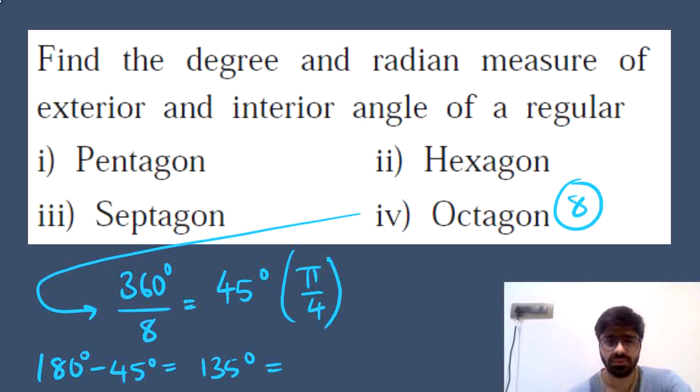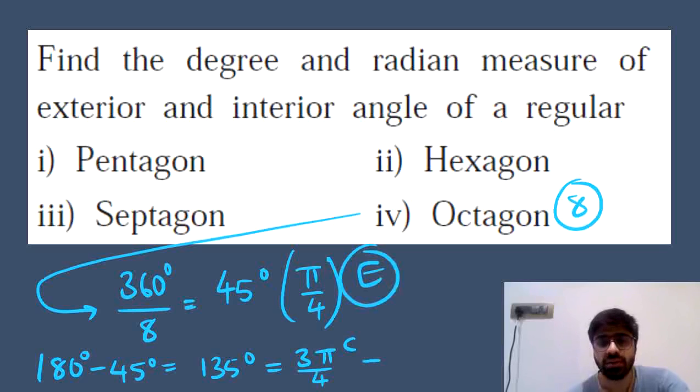Now we know that 135 is basically 45 into 3. In radians, 45 was pi by 4. So 135 in radians would be 3 pi by 4 radians. 3 times 45, that is 3 times pi by 4. Okay, so that's the radian and degree measure of the exterior angle and the interior angle for a regular octagon.